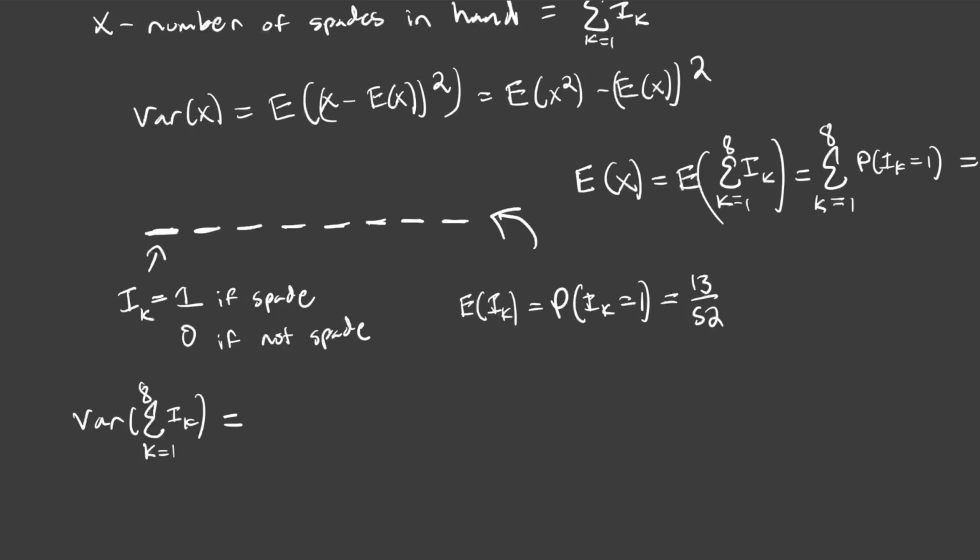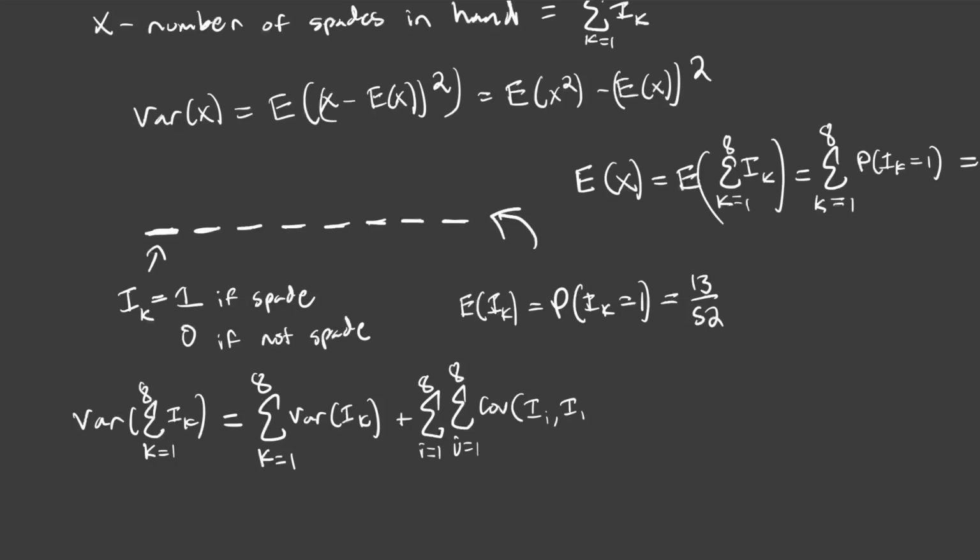When they're dependent, it's going to be the sum from k equals 1 to 8 of the variance of I_k. Like we talked about in QP41, we have to add on the sum of all the pairwise covariances, so j equals 1 to 8 and i equals 1 to 8 of the covariance of I_i with I_j. But this inner sum is under the condition that j is not equal to i, because the covariance when j is equal to i is just the variance, which we've already calculated over here. This is all what we talked about in QP41.